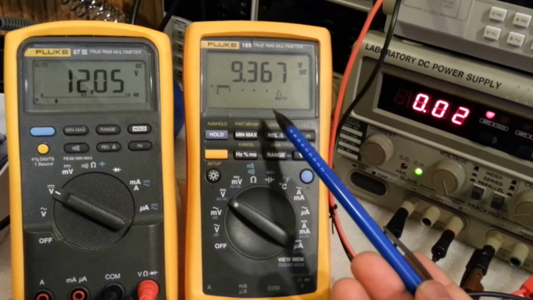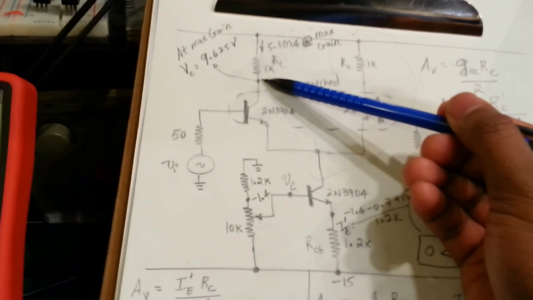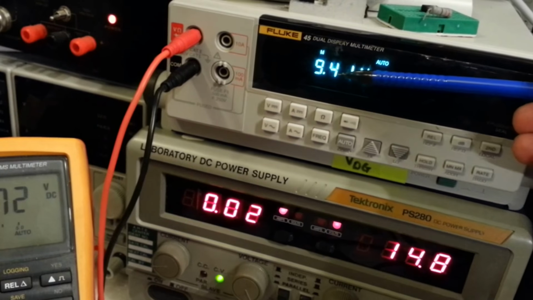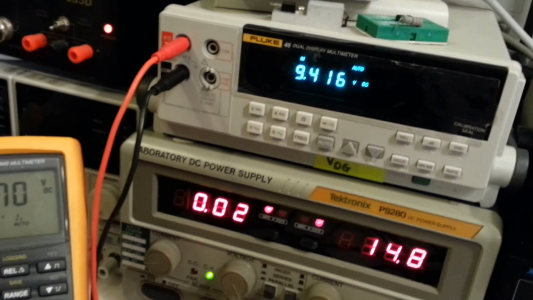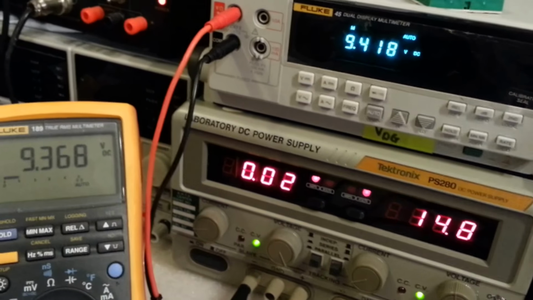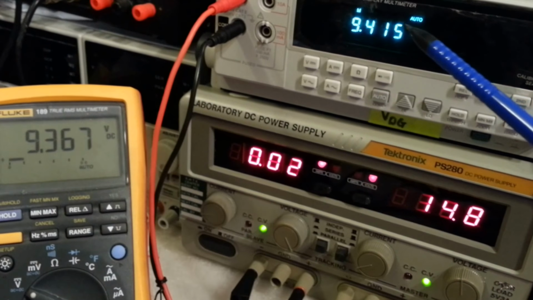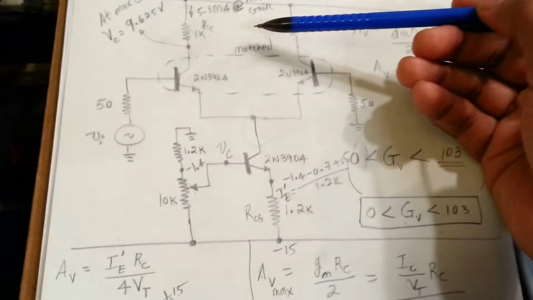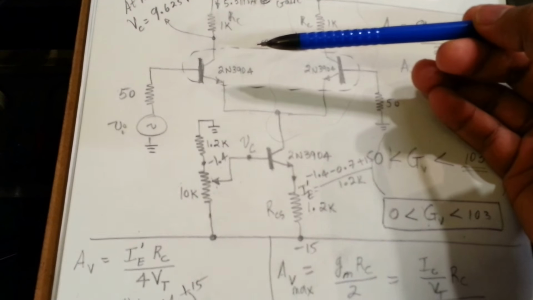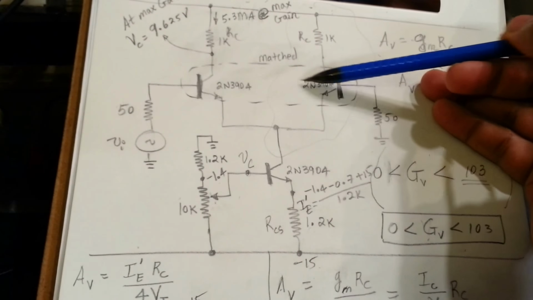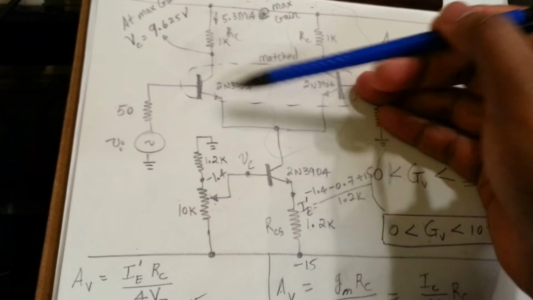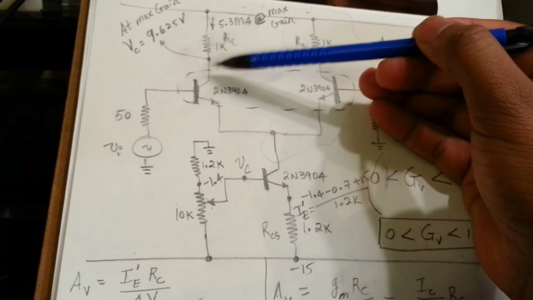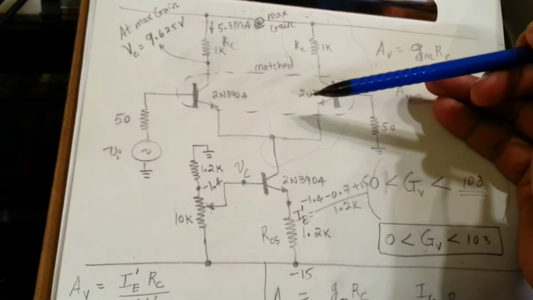This meter is measuring the collector of this side of the differential amplifier, and this meter here is measuring the collector of the other side. As you can see, there's a bit of mismatch right now, so there isn't the same amount of current flowing through the two transistors, because my matching of these two transistors is not 100% perfect. So one is slightly passing more current than the other side.